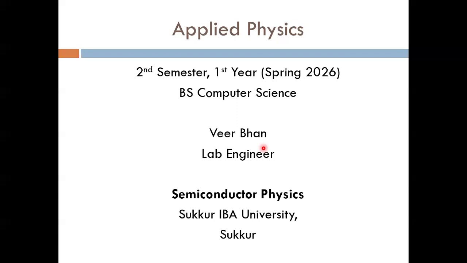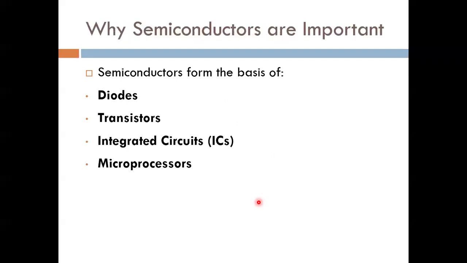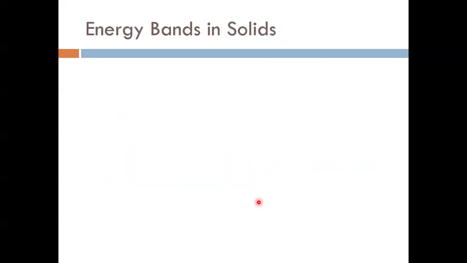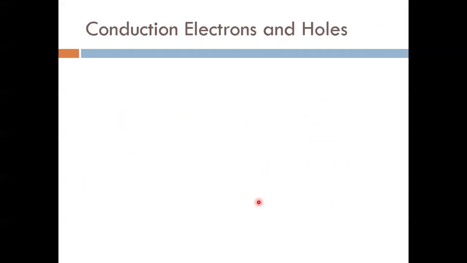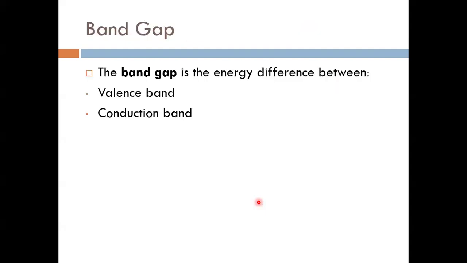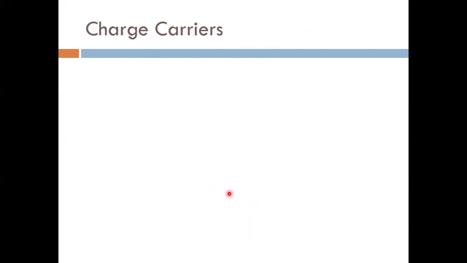We are going to continue again the introduction to semiconductor physics from where we have left. So, quickly revising the basics, we discussed two items, silicon and germanium, and why silicon is mostly used. Then we discussed energy bands, conduction electrons and holes, and then we discussed the band gap for silicon. It's 1.1 electron volt, and this is energy.